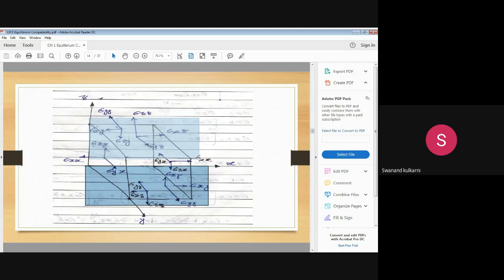Is it okay? So top surface and bottom surface. On that, here you can understand the various stresses present. So this is one stress system present here and another stress system present here. Is it okay? So like this, we can understand initially the various stresses present here.